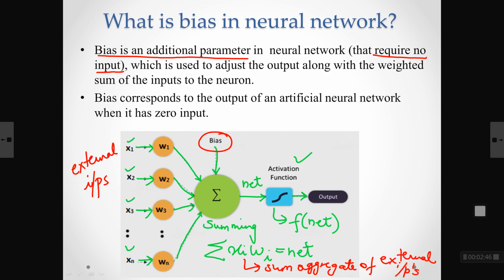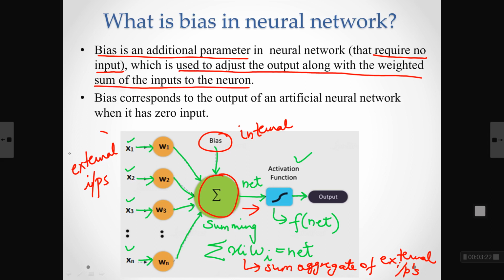Earlier we were using only the external inputs to calculate the summation, and this was used to fire the neurons. But what about something internal? There is an internal bias, or internal input, present within the neuron, which allows the neuron to be fired or not. This input is used to adjust the output along with the weighted sum of the inputs. So along with the external input, this bias, which is internal to the neuron, will affect the output.